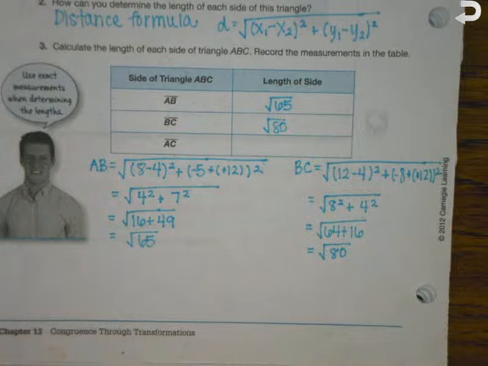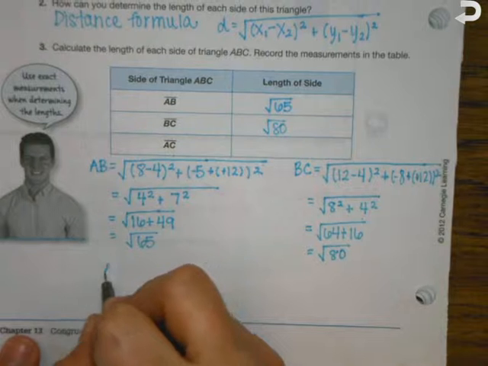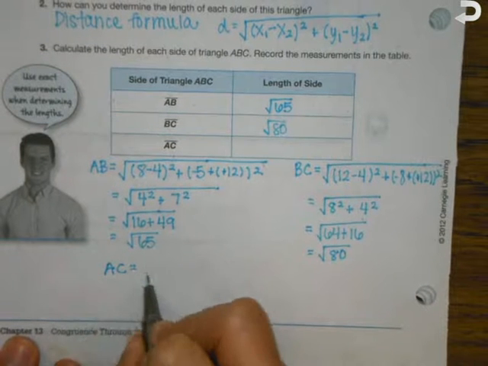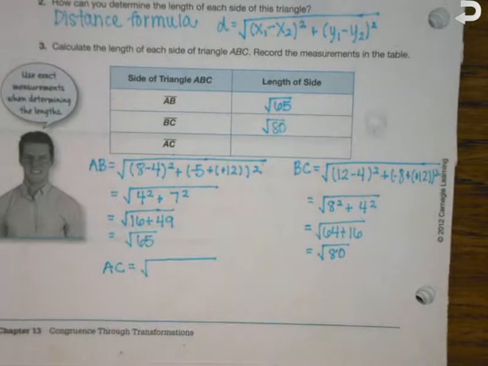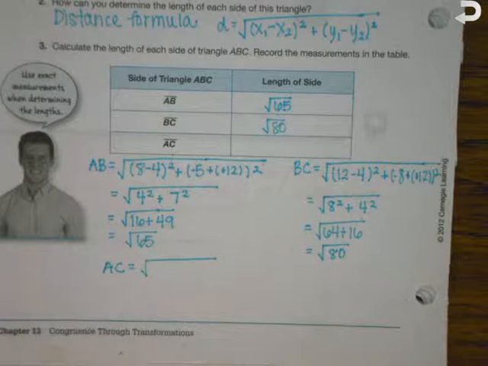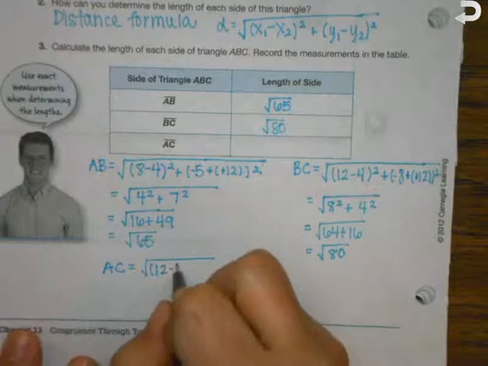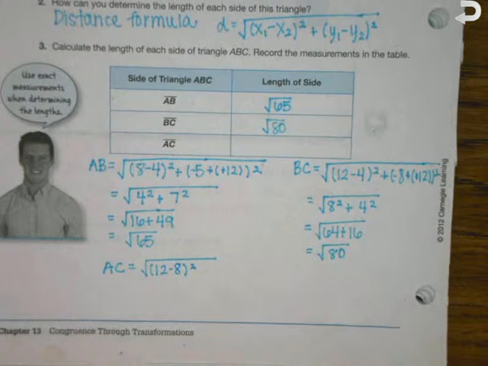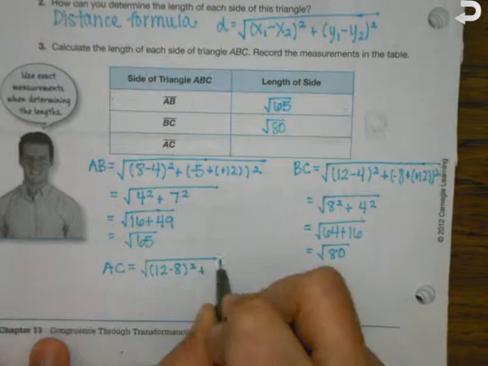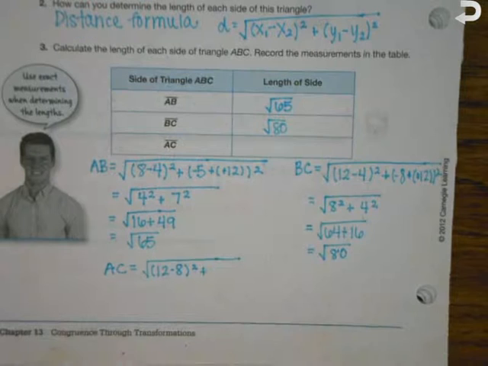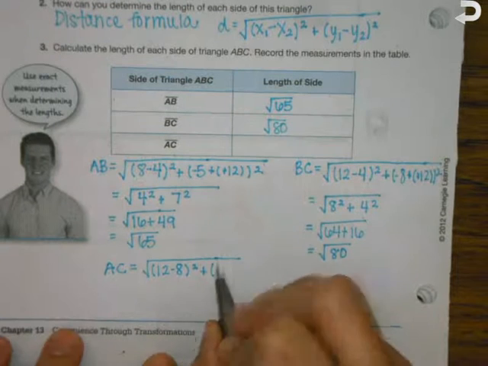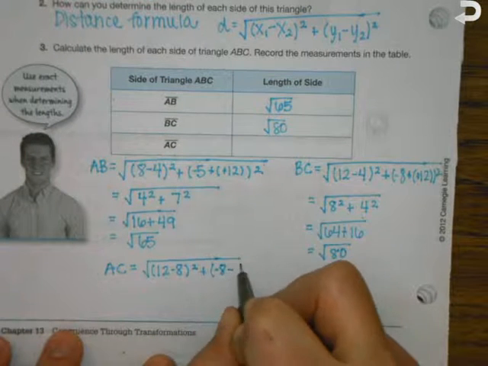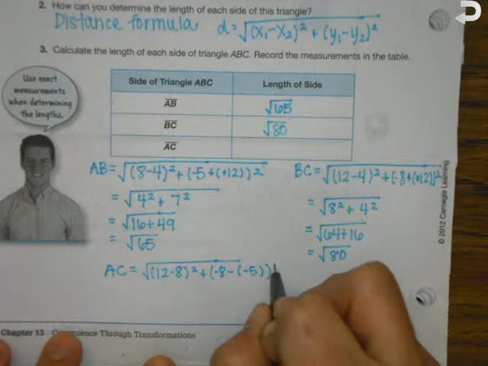Last part. We need to find the length of AC. So that's the square root. Okay, guys, for x1, do you want to use 8 or do you want to use 12? 12. Okay, so that's going to be 12 minus 8 squared, because we're using points A and point C, plus, since we use 12 as x1, what do we have to use as y1? Negative 8. So negative 8 minus negative 5 squared.